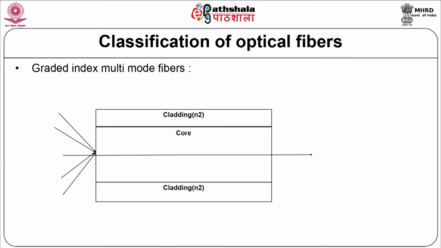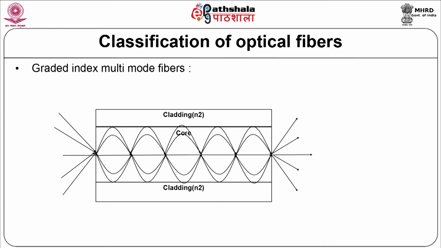Graded index multimode fiber. The light enters into the optical fiber and it travels as shown in the diagram. This particular nature of light being propagated through the graded index fiber is explained in the earlier module. Other than these two types, there are other optical fiber types depending upon the application in which they are used.